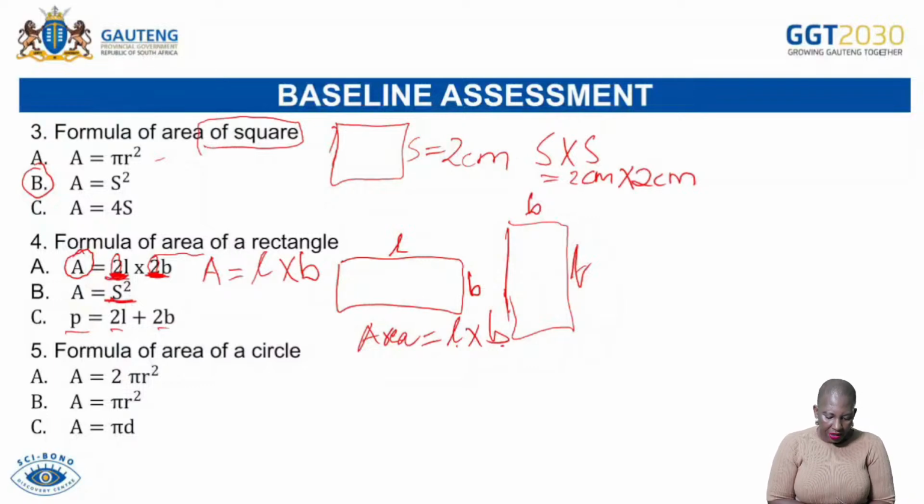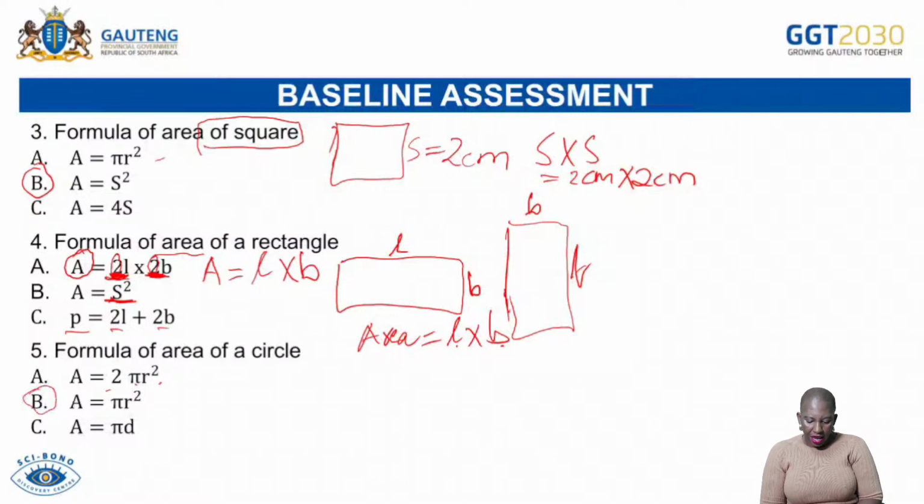And then the formula for the area of a circle. What is the formula for the area of a circle? Now let's have a look at this one. Is area equal to 2 pi r squared, or is it area equal to pi r squared, or area equal to pi d? The correct answer here is B. Area is equal to pi, which is 3.142, but don't stress, that one will be given, multiplied by what? By the radius squared. That is the formula for the area of a circle.